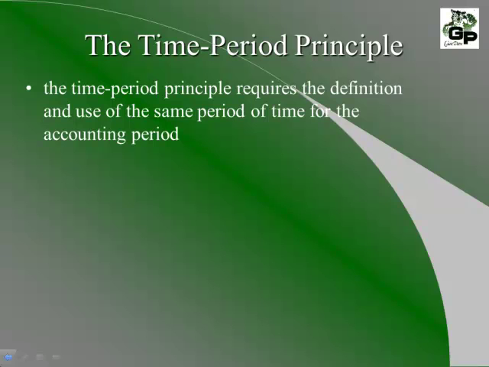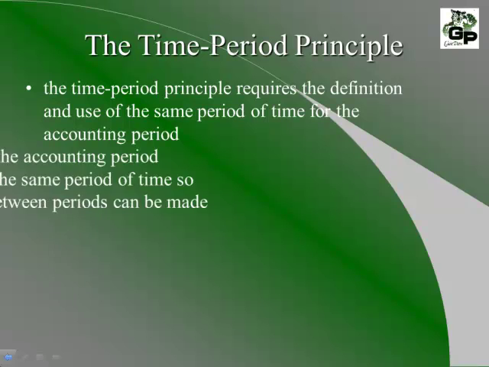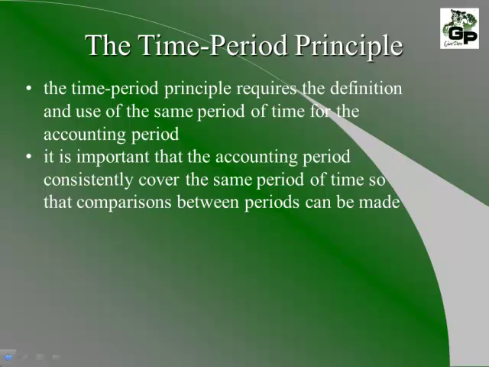So if they choose 1 month, then every accounting period will be 1 month. They could choose every 2 months, every 3 months, every 4 months, every 6 months, or every year. But generally most companies choose 1 month. It's important that this accounting period is consistent so that you can make proper decisions and proper comparisons from one period to another.